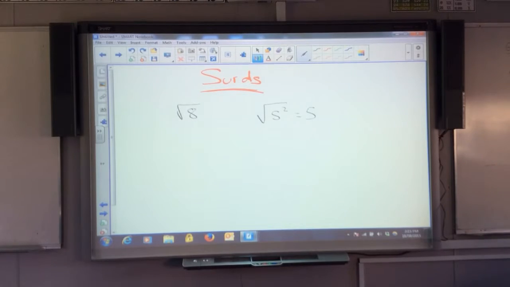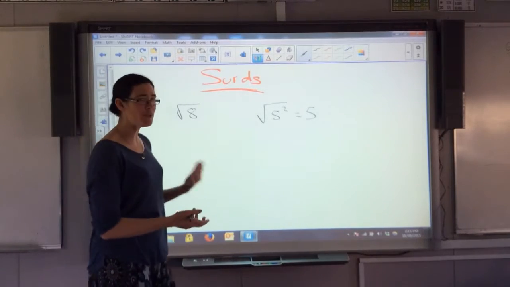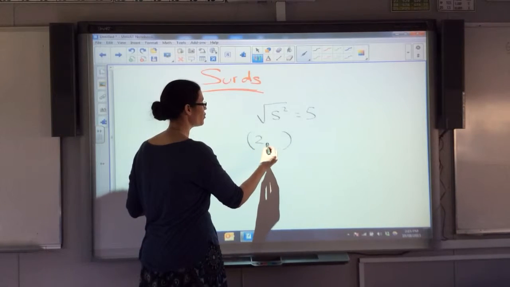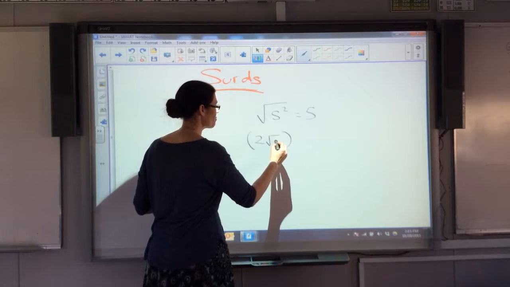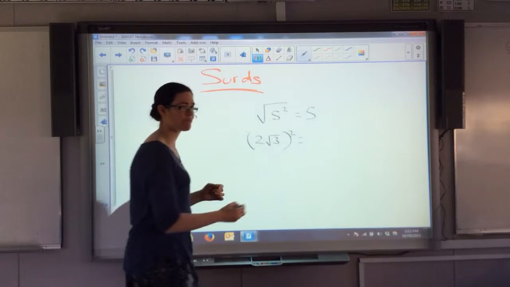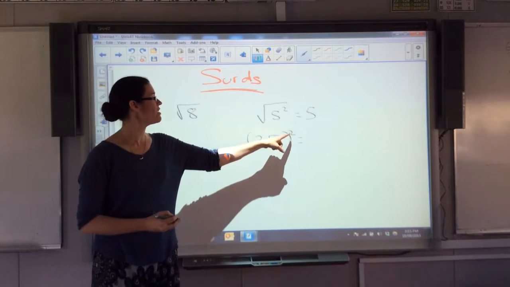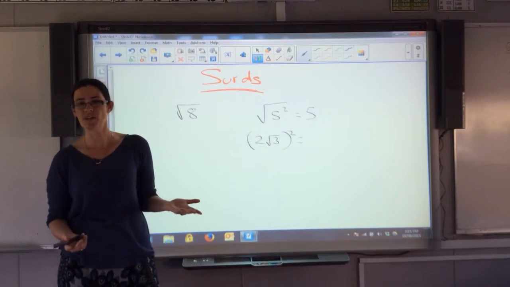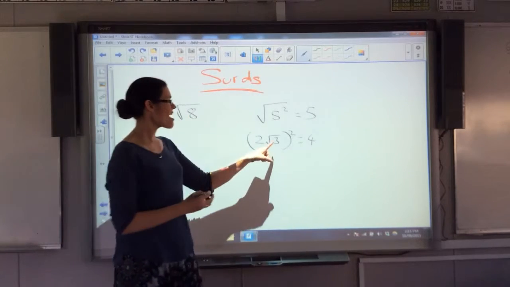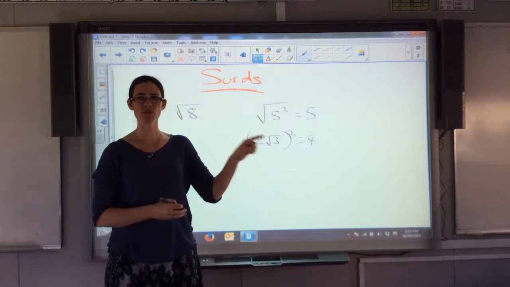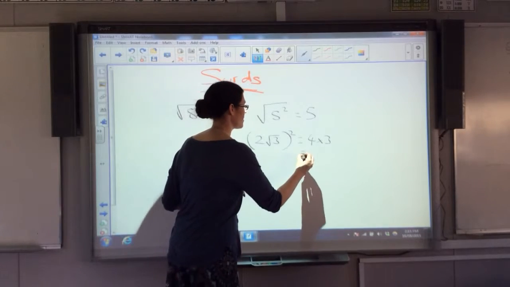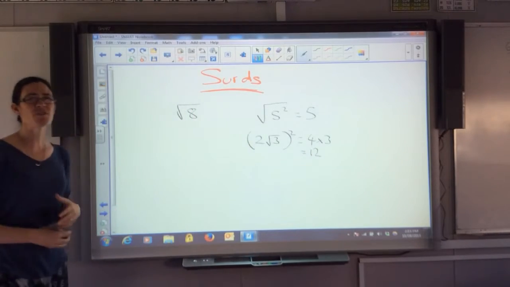Okay, so if I square and square root, I always get back to the same number. What if I made it a little bit trickier and I put it in brackets and I put 2 things in there? Say I had 2 root 3, and I'm going to square that. Now this squared will affect everything in the brackets. So I have the number 2 and I square it. What's 2 squared? 4. I have root 3 and I square it. What's root 3 squared? 3. And 4 times 3? 12.